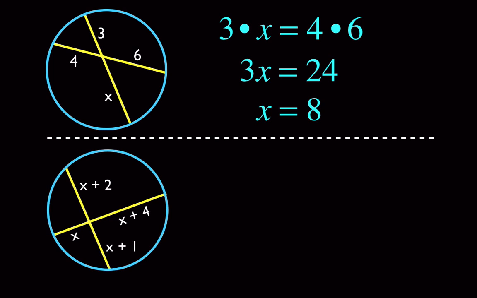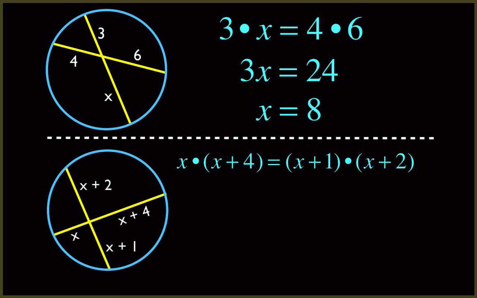So hopefully you've copied that down by now. Okay, so what we're going to do is set it up just like normal. X and X plus 4 are opposite, so those are going to get multiplied. And X plus 2 and X plus 1 are opposite, so they're going to get multiplied. Now, remember that we just learned a second ago, either through FOIL or the rectangle method, how to multiply those two binomials.